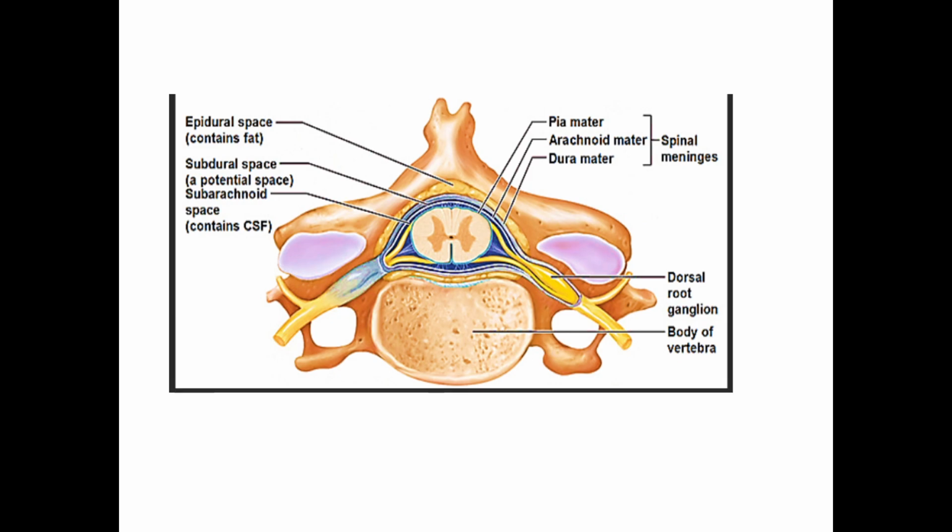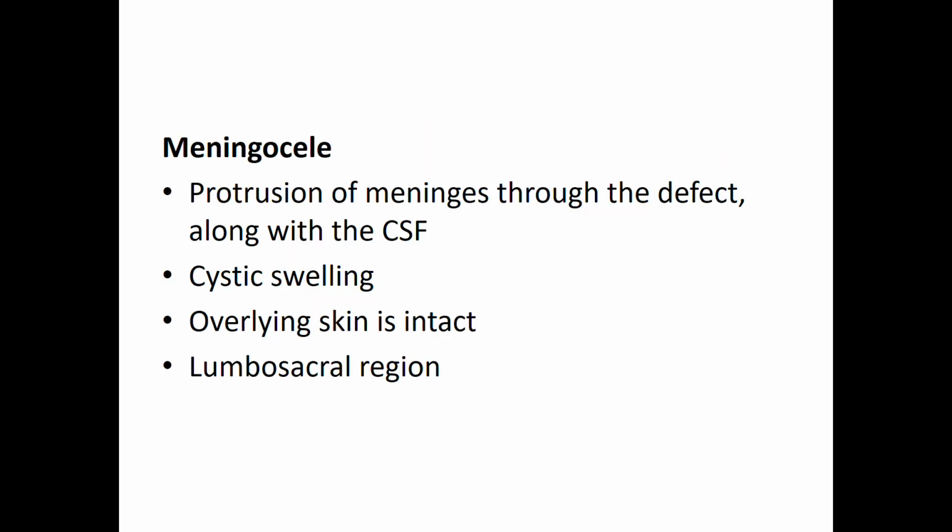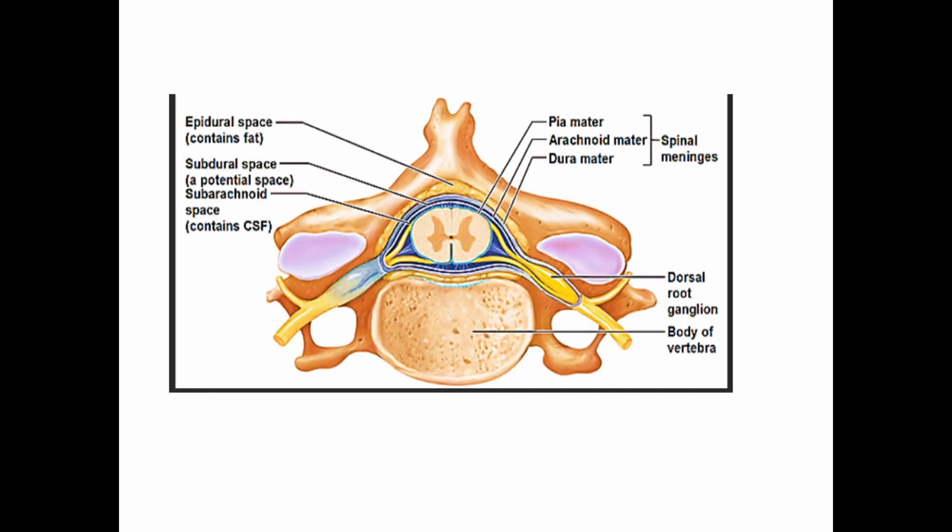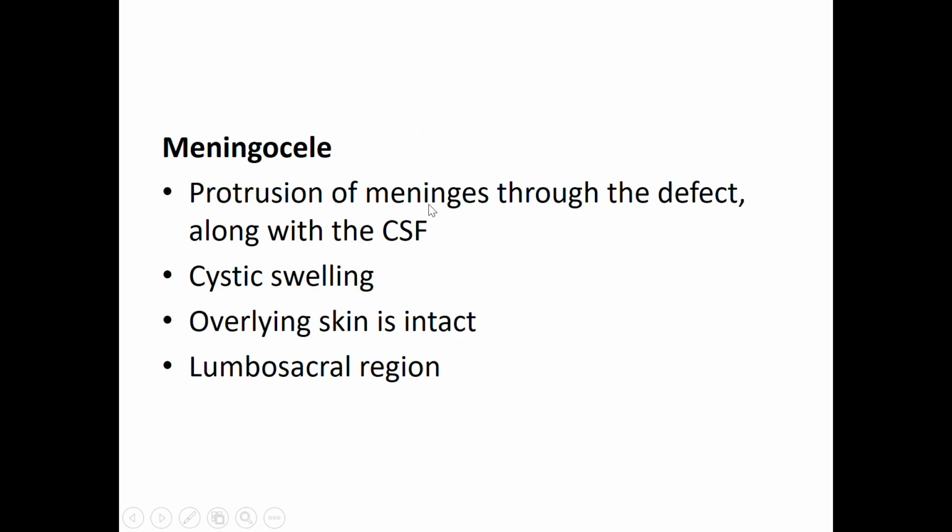Okay. Now coming to the next part, the next type of spina bifida is the meningocele. Here the defect can be a little bigger, and because the defect is bigger, the meninges may protrude out. As we know, within the meninges you have your CSF fluid. You can see here the subarachnoid space that contains CSF. So if the meninges protrude, the fluid within the meninges also escapes with the meninges.